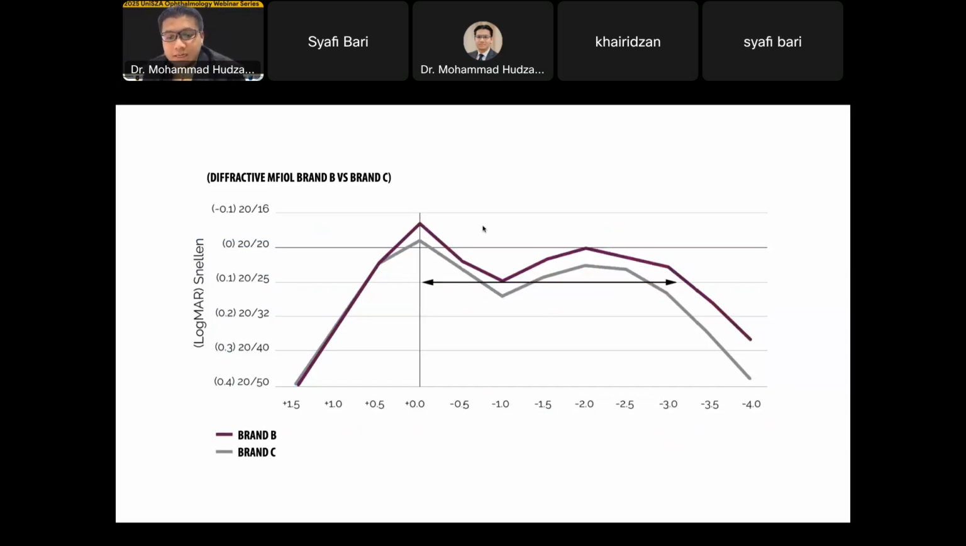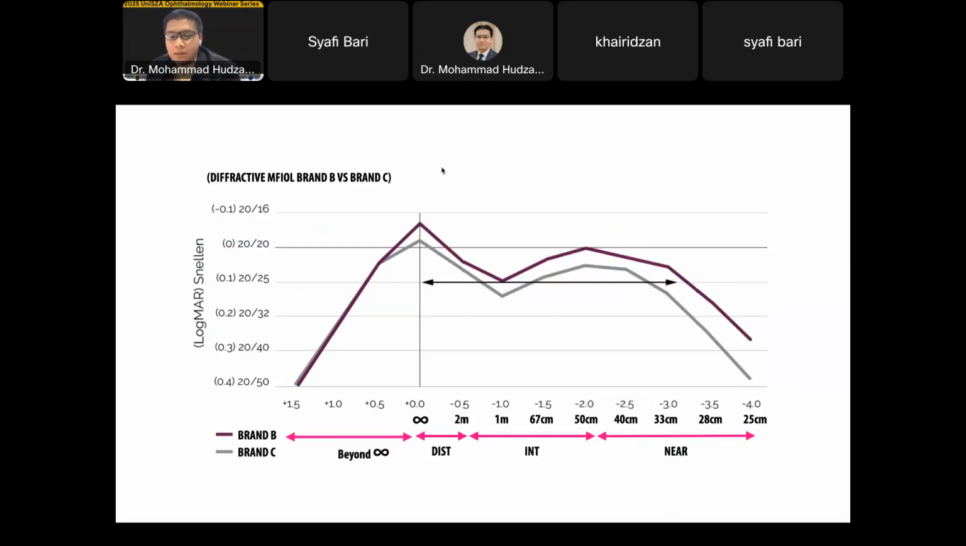Let's move to the second example. So these are diffractive multifocal IOL brands, brand B versus brand C. Brand B is purple, brand C is gray. So if we plot the defocus and compare with the range of vision at the y-axis, x-axis here, okay, and we decide that the clear vision now is at 7.5. So this brand says that the clear vision is 7.5.